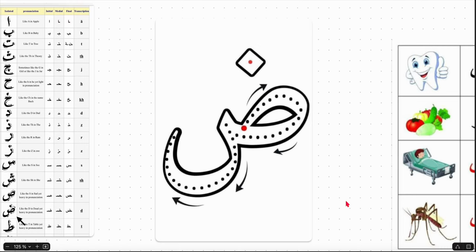Hello everyone and welcome to our Arabic lesson. Today we are going to learn a very special letter in the Arabic language, the letter Dad. The name of the letter is Dad. Okay, and the sound of the letter is Ad, Ad, Ad.